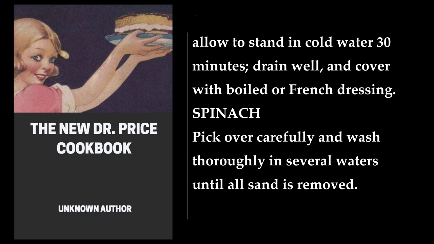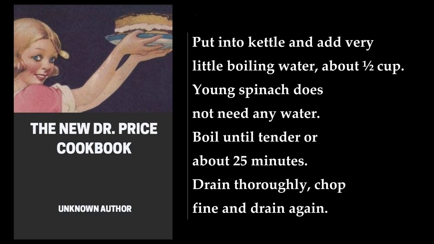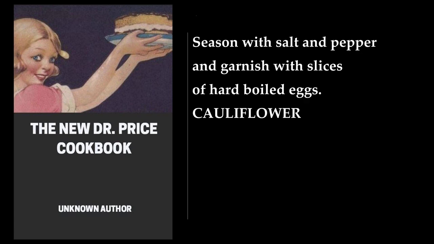Spinach. Pick over carefully and wash thoroughly in several waters until all sand is removed. Put into kettle and add very little boiling water, about 1/2 cup. Young spinach does not need any water. Boil until tender or about 25 minutes. Drain thoroughly, chop fine and drain again. Season with salt and pepper and garnish with slices of hard-boiled eggs.